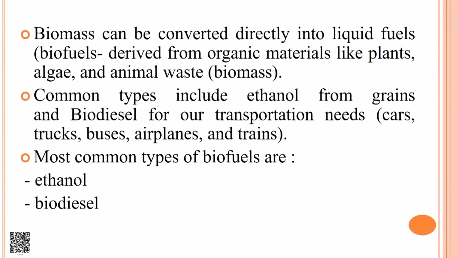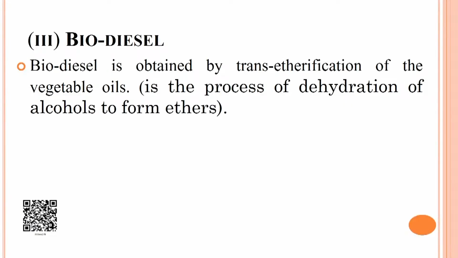So, next we talk about biomass, which can be converted directly into liquid fuels or biofuels that are derived from organic materials like plants, algae and animal waste. Common types of biomass fuels include ethanol from grains and biodiesel for our transportation needs, and the common types of biofuels are ethanol and biodiesel. So, we will talk about biodiesel. Biodiesel is obtained by transesterification of vegetable oils.